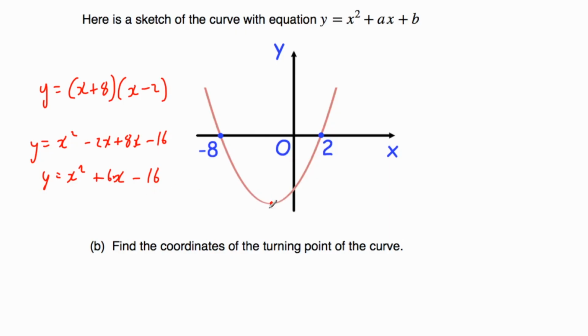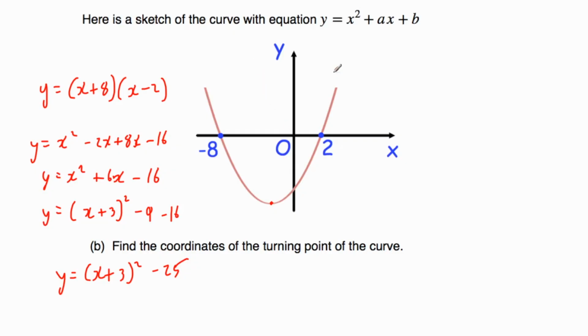And one approach to get the coordinates of this turning point would be now to do completing the square, so that would be y equals, and then x, and then half of this number would be plus 3, close bracket squared, take away 3 squared, which is 9, and then minus 16. And then that would give us y equals x plus 3, close bracket squared, minus 9, take away 16 would be minus 25.